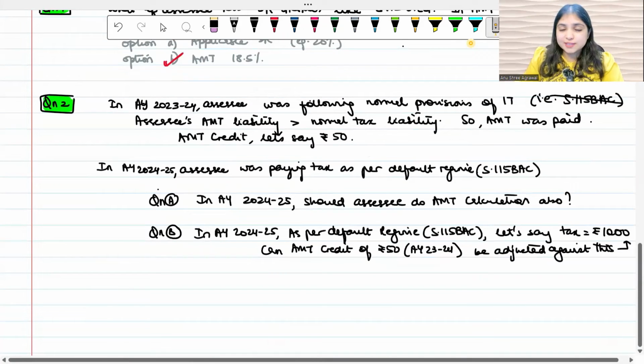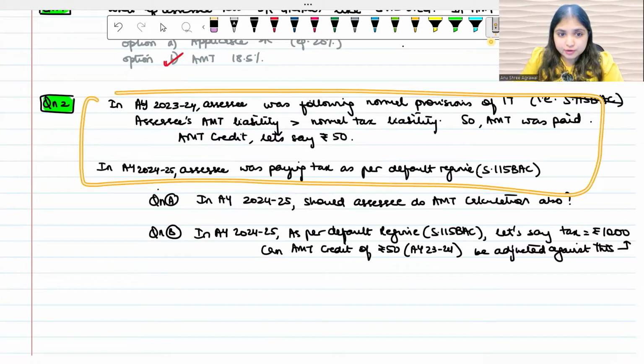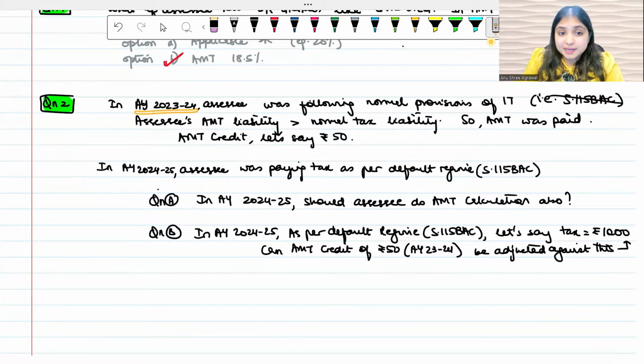Now look at the second question over here. This is a scenario, all right? I've put a scenario over here, and relating to the scenario, I have put 2 questions. In assessment year 23-24, the assessee was following the normal provisions of income tax, let's say. Normal provisions means what? Assessee was not following 115 BAC. And assessee's AMT liability was more than the normal tax liability. AMT is more than normal tax. So obviously, what will you ask the assessee to pay? Obviously, you will ask the assessee to pay AMT.